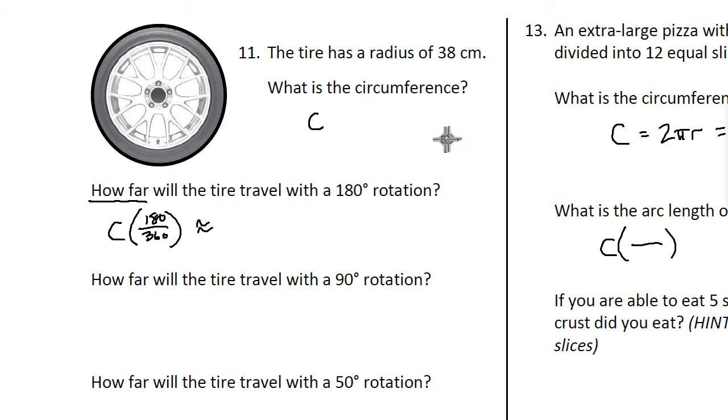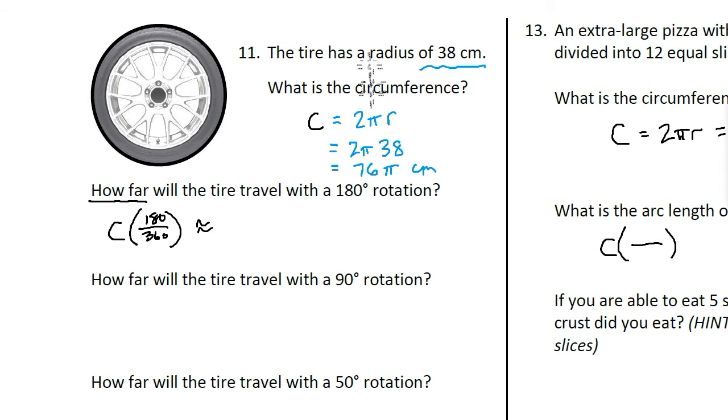The tire has a radius of 38 centimeters. What is the circumference? Well, this one hopefully you don't have any issues with, because we know that circumference is 2 times pi times r, and they gave us the radius. So this is 2 times pi times 38, and we can simplify that by multiplying the 2 and the 38. 2 times 38 is 76, so that means our circumference is 76 pi centimeters.